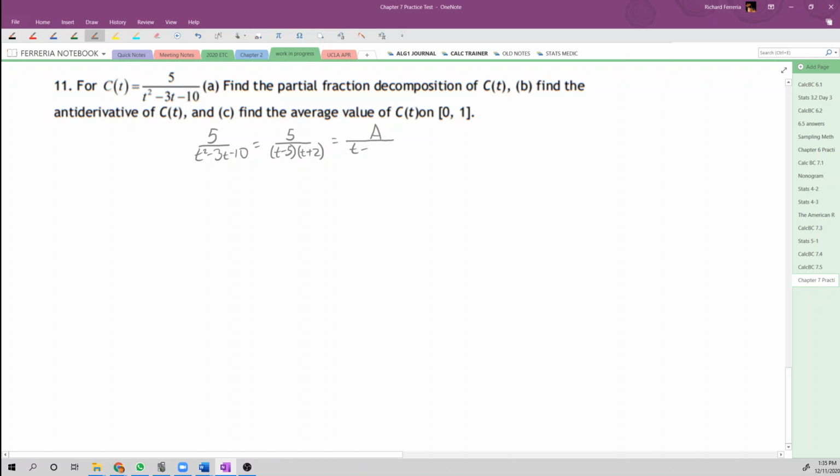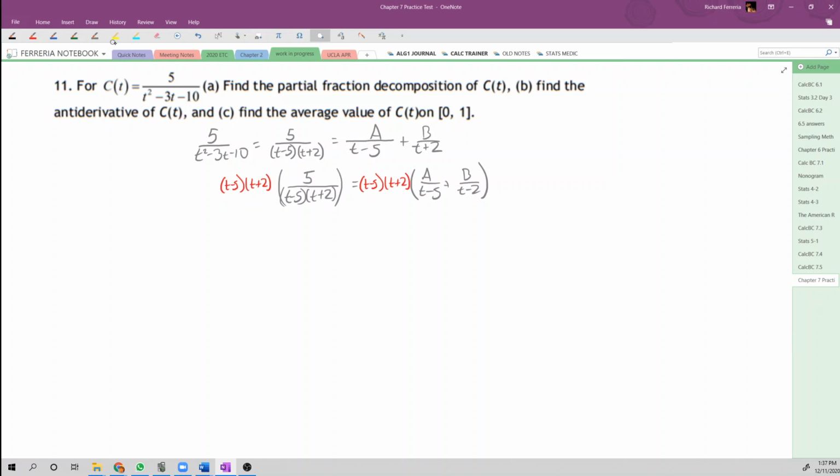A over t minus 5 plus b over t plus 2. It doesn't really matter what order you put the partial fractions in, as long as you keep track of which a and b goes on top of which partial fraction. So we're going to multiply both sides by a common denominator. And on the left side, of course, we have cancellation of both factors.